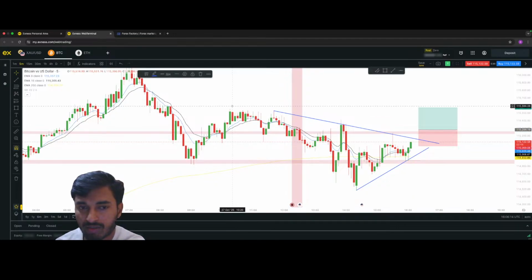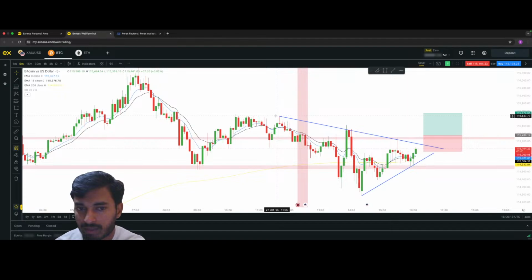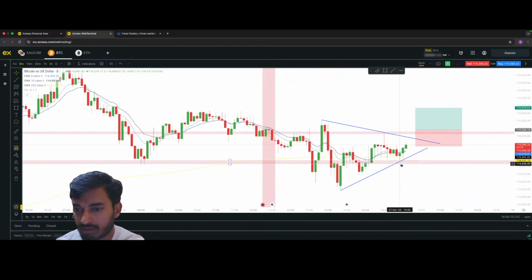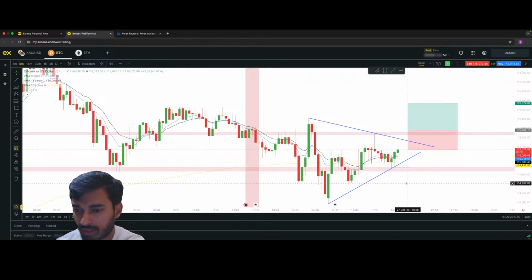From here, if I draw the trend line also, it is respecting the trend lines over here. See over here, if it is closing above the 200 EMA.